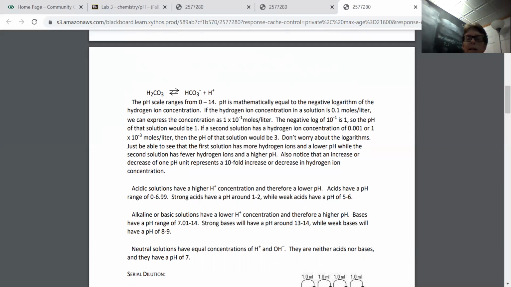You'll notice that an increase or decrease of 1 pH unit represents a 10-fold increase or decrease in the hydrogen ion concentration. Okay? Let's see.